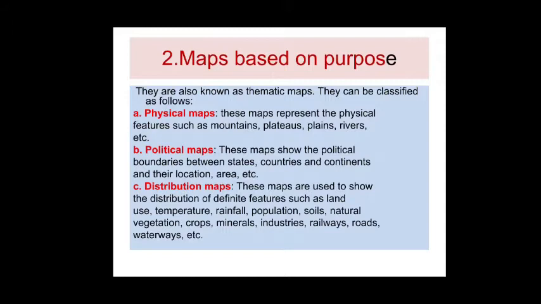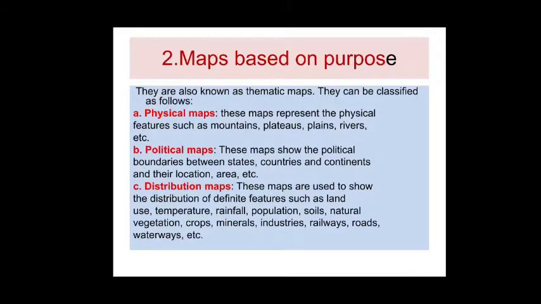So, maps based on purpose. Children, they are also known as thematic maps. They can be classified as follows. First, physical maps. These maps represent physical features such as mountains, plateaus, plains, rivers, etc. We already know that India can be divided into four physical features: the northern plains, the mountains, the plateaus, and the coastal regions, islands also. All this information is given by physical maps.